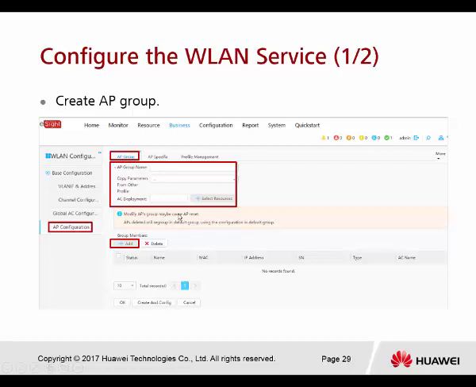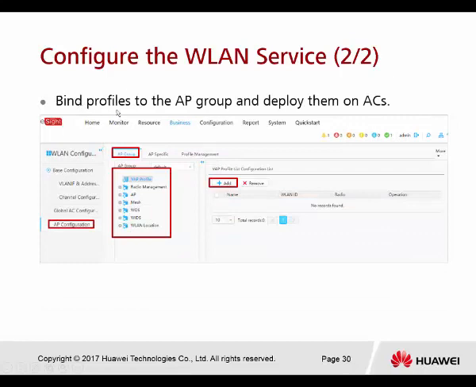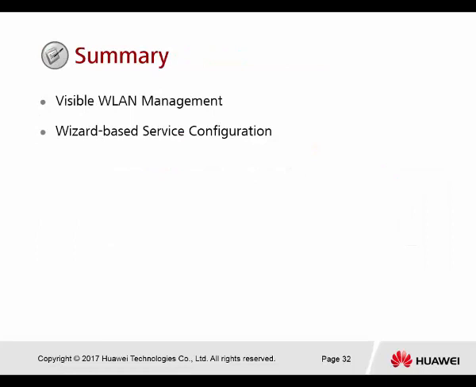If you still remember, to configure the WLAN, when we touch on the AP, you need to configure the AP group. If you never touch on this one, all the APs will belong to the default AP group. Once you have configured it, you can add members, which APs will belong to this group. Bind the profile to the AP group and deploy them on the AC. So this is a summary: visible WLAN management, visible profile-based service configuration.